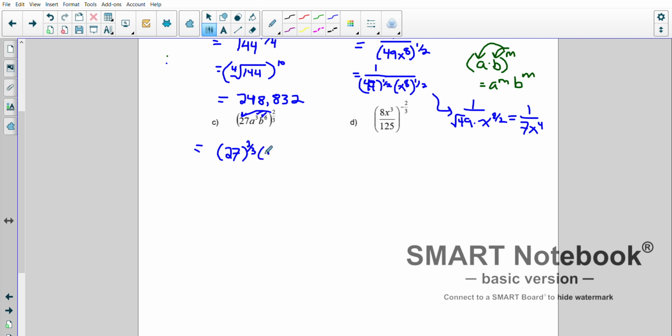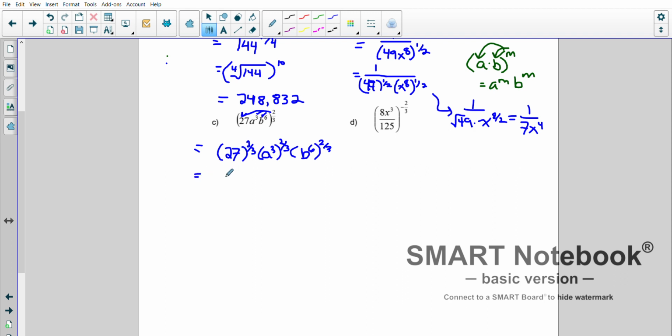A cubed to the power of 2 over 3, and then b to the power of 6. So I took each one of those individual factors in the base and applied the outside exponent 2/3.